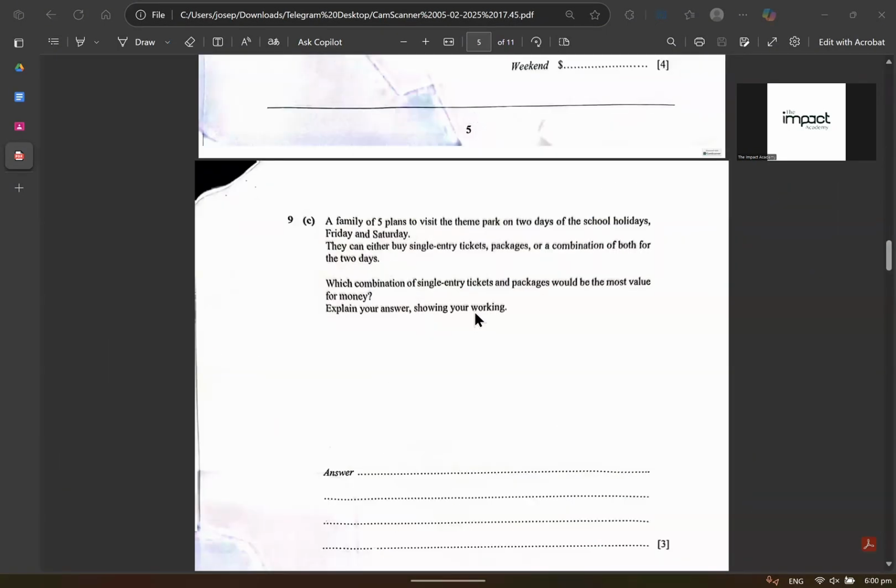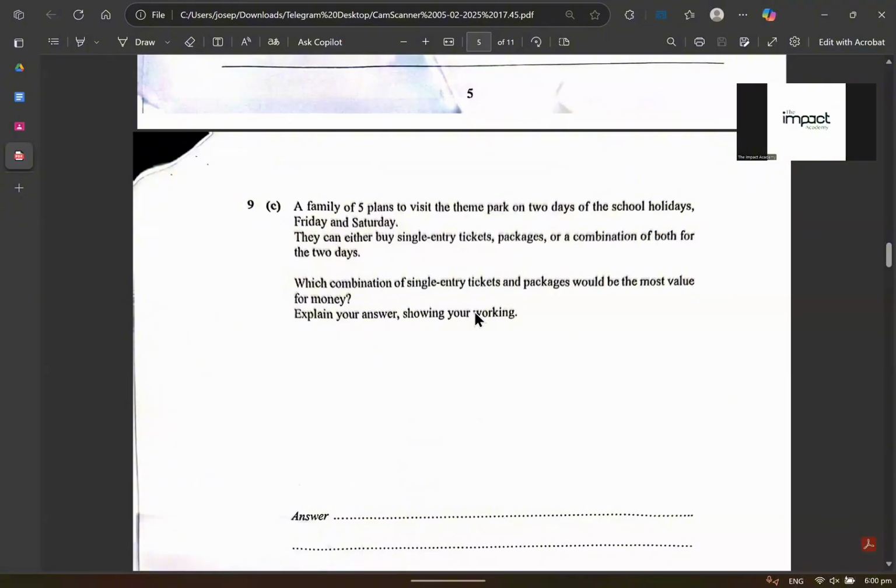Now the next question says, a family of 5 plans to visit the theme park on 2 days of the school holidays, Friday and Saturday. So they have already decided on the day. You get what I'm trying to say? They will either choose Friday or they will choose Saturday. And it's a family of how many people? 5, right? They can either buy a single entry ticket, which basically means just buy 5 altogether.